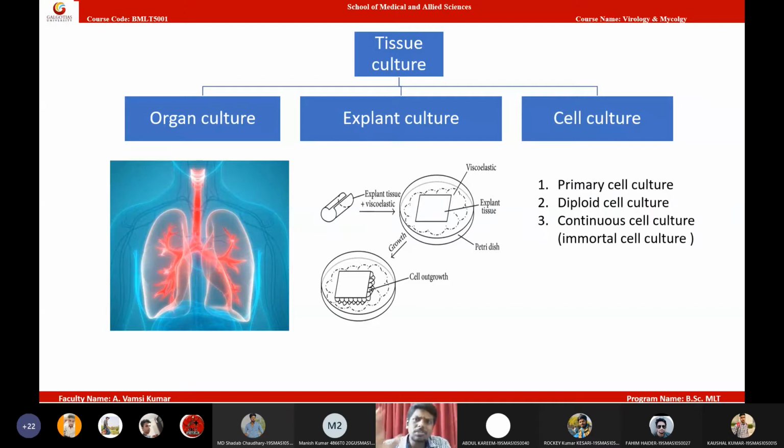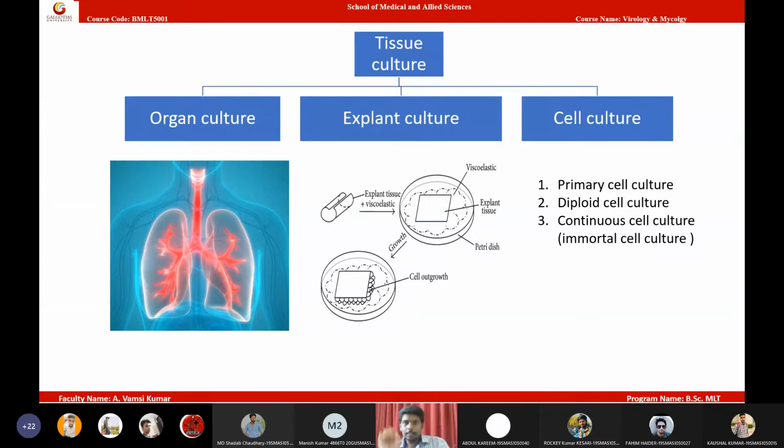Then we can also go for individual cell cultures. So we have three types of individual cell cultures: primary cell cultures, diploid cell cultures, and continuous cell cultures. The lifespan of primary cell cultures will be around 30 days, whereas the secondary cell cultures can stay almost 35 days. But even after 35 days, these diploid cells will be destroyed. They will die. Then we need continuous cell lines. Those continuous cell lines I will discuss later.